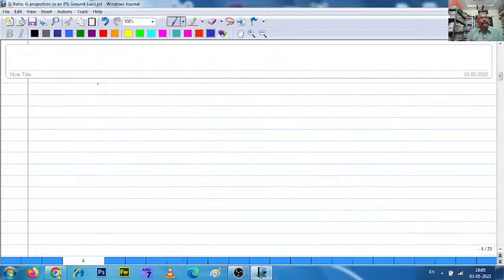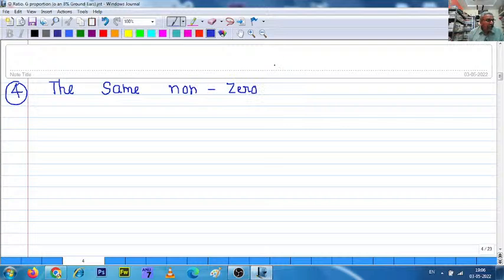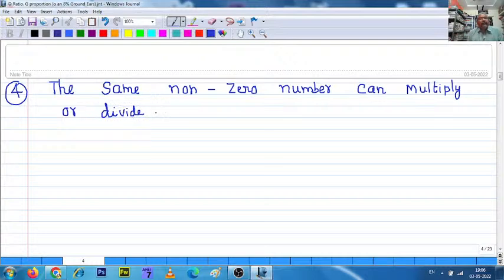Then let us move to the fourth concept. The same non-zero number can multiply or divide the terms of a ratio.